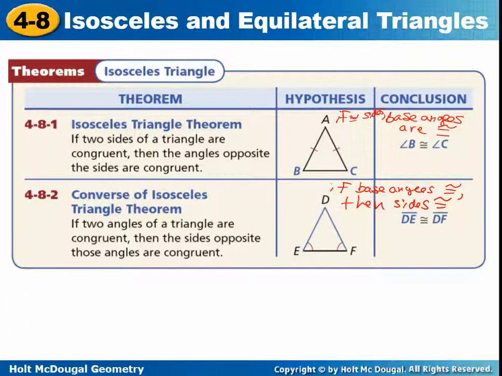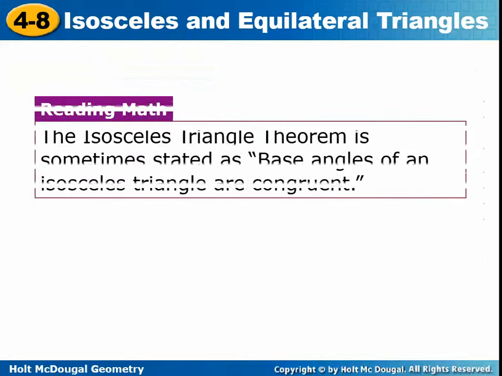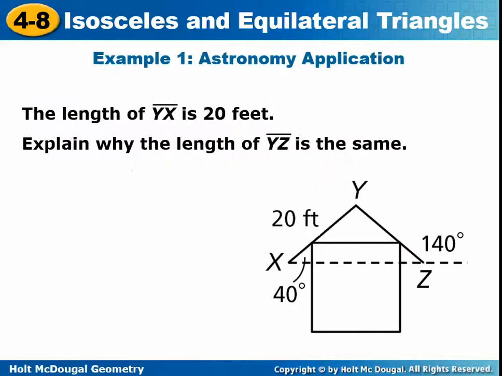So in the isosceles triangle theorem, you start with given sides, and then you can say that the base angles are congruent. In the converse, you start with congruent angles, and then you can say, therefore, the sides will be congruent. It depends on which part you're starting with, which theorem you're going to use. Sometimes it's called base angles of an isosceles triangle are congruent, because that's really what it says. All right, let's see how we could use that.